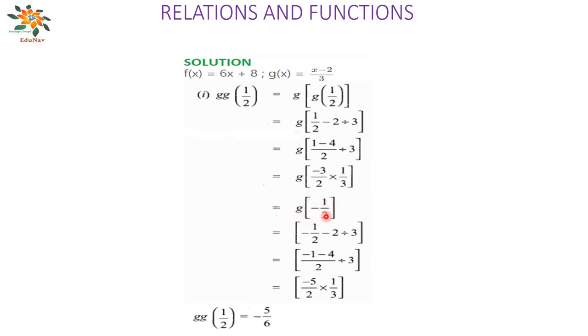Now this step is of the form g of x, which means wherever x is there, we need to replace it again by minus 1 by 2 in (x minus 2) whole divided by 3. We therefore have our next step to be equal to (minus 1 by 2 minus 2) whole divided by 3. That will be equal to ((minus 1 minus 4) by 2) divided by 3, which is equal to minus 5 by 2 into 1 by 3. That will give us the value of gog of 1 by 2 to be equal to minus 5 by 6.